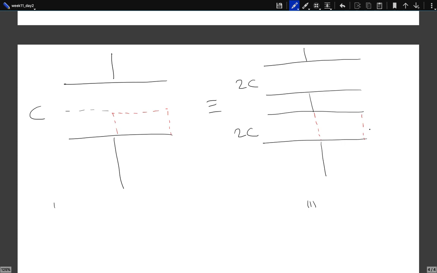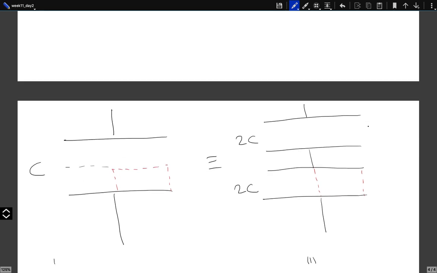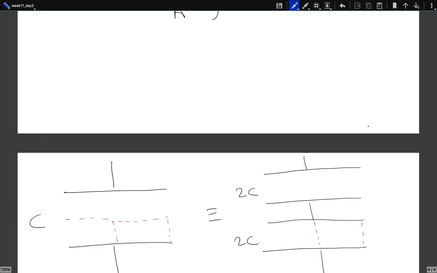So if you compare this one and that one, the potential difference across these 2 points is equal to the potential difference across these 2 points. The potential difference across these 2 points is 0. The two systems, for a given charge, basically have the same potential differences across the plates. So that is why these two are equivalent.